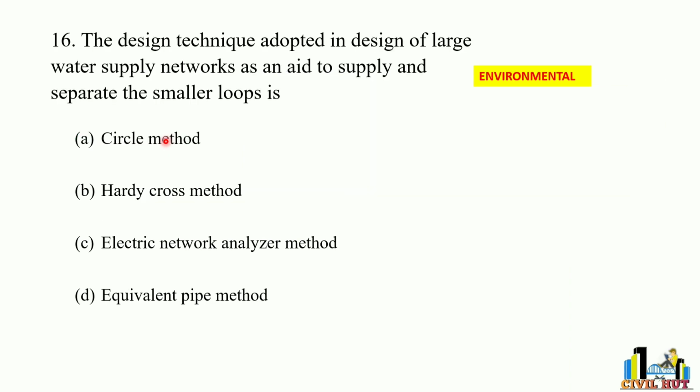Next one is the environmental engineering question. The design technique adopted in design of large water supply networks as an aid to supply and separate the smaller loops is A. Circle method, B. Hardy-Cross method, C. Electric network analyzer method, D. Equivalent pipe method. Our answer is equivalent pipe method. Option D is the correct answer.